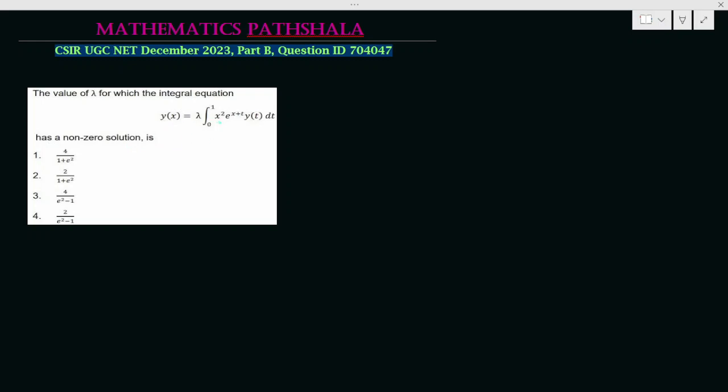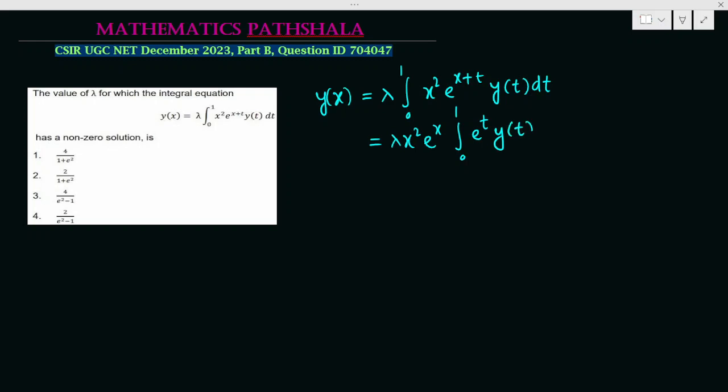So here you may have already noticed that this given integral equation is of Fredholm type since both the limits are constants. Now to solve this kind of integral equation, see how we can approach. Here it is given y(x) equals lambda into integration over 0 to 1 of x square e to the power x plus t, y(t) dt. So we can write it as lambda x square e to the power x, integration over 0 to 1, e to the power t y(t) dt, as here the integration is with respect to t.